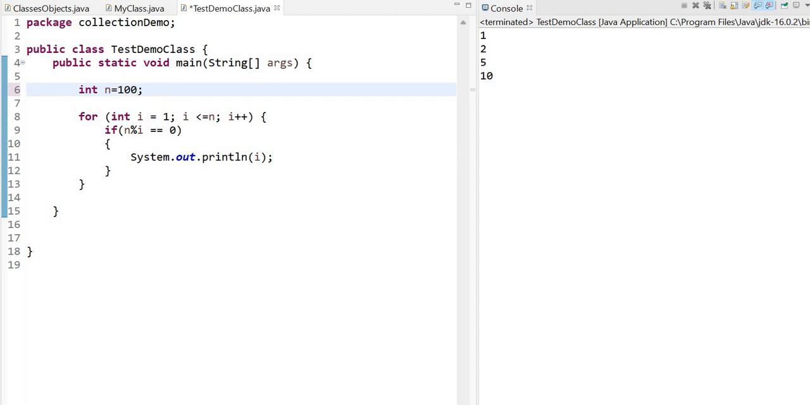I'll take it as 100, so let me check it out. So these are the factors of 100. Whatever numbers divide it completely are the factors of that particular natural number.